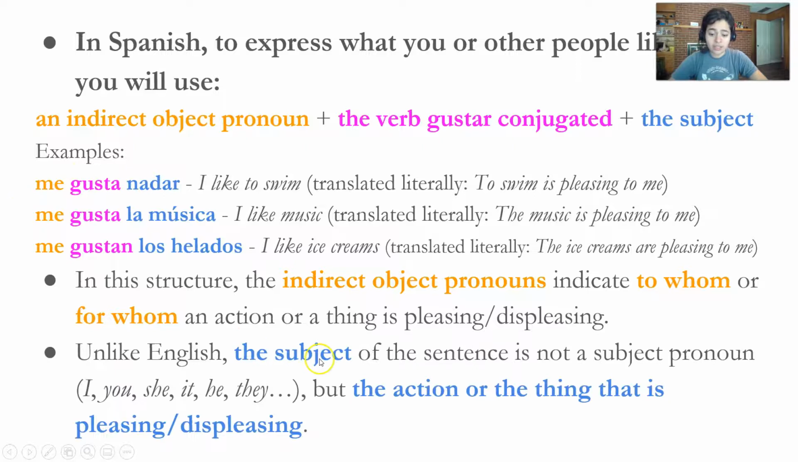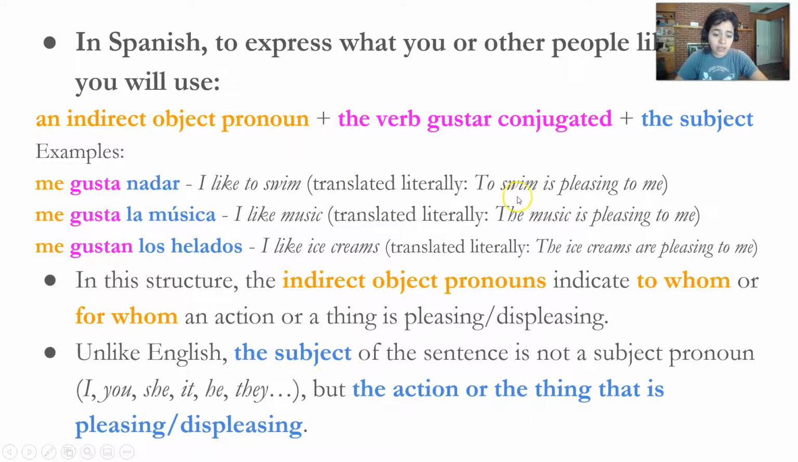Unlike English, the subject of the sentence is not the subject pronoun, right? Because in English you say, I like to swim, I like music, I like ice cream. So the subject, the person that's liking those things, in this case is I. So in English you express likes and dislikes with subject pronouns: I, you, she, it, he, they, we. In Spanish, unlike English, the subject is the action or the thing that is pleasing or displeasing.